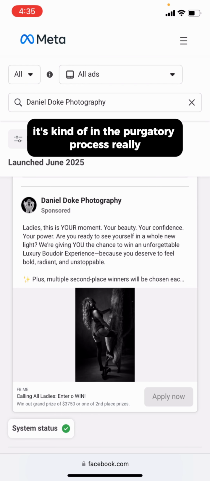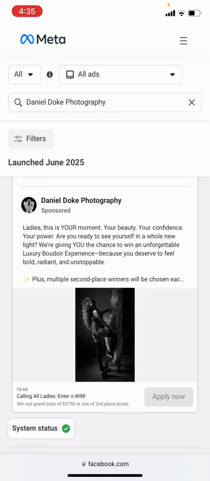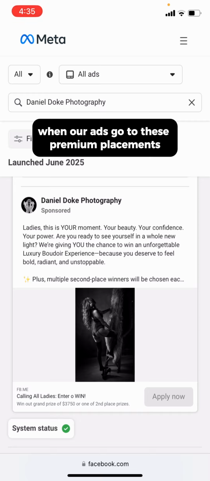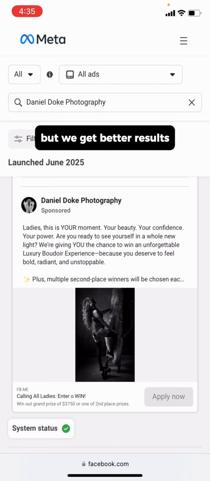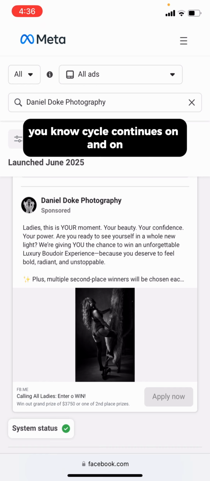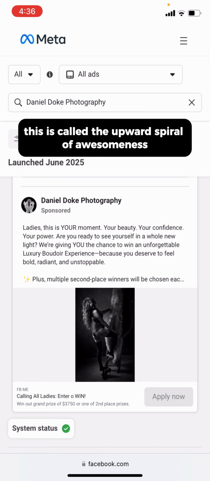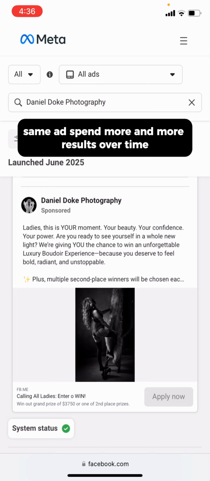So when we launch an ad, it's kind of in the purgatory process, really, in the learning phase. And guess what? When our ads go to these premium placements at tranche 2, we do the same ad spend as in tranche 1, but we get better results, which feeds back into the meta ad algorithm again, and we unlock even better meta profiles for tranche 3. And the cycle continues on and on. This is called the upward spiral of awesomeness. The ad sustains and scales. Scale the business, same ad spend, more and more results over time.